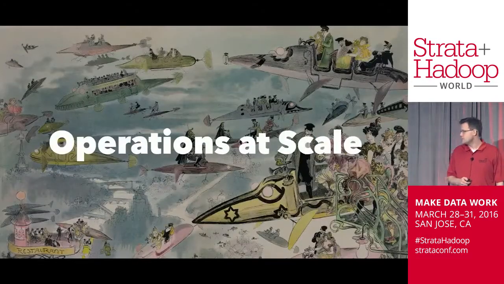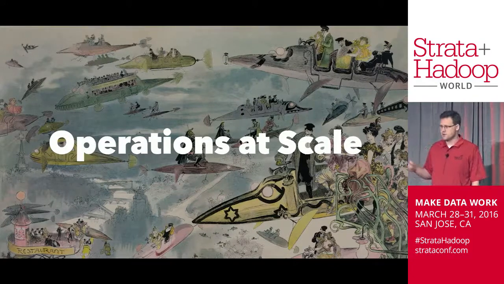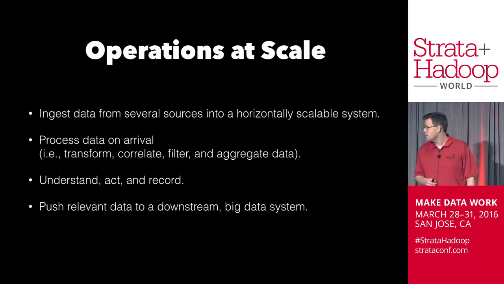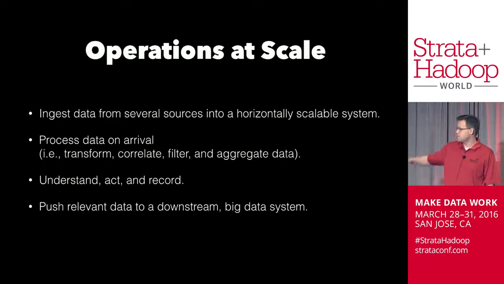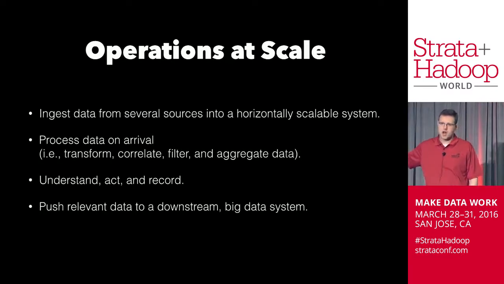I'm going to start with operations at scale. Everybody looks at this a little differently, but I'm going to define what I think operations at scale are. So we start out by ingesting data from a lot of different sources into a horizontally scalable system. We have to process that data when it arrives. Common things we do are transforming, correlating, filtering, aggregating. These are really common things to do to data when it comes. The operational part is that we need to understand that data, and then we need to take action and record that action. That's the part that makes this operational and not just a pure streaming analytics solution.